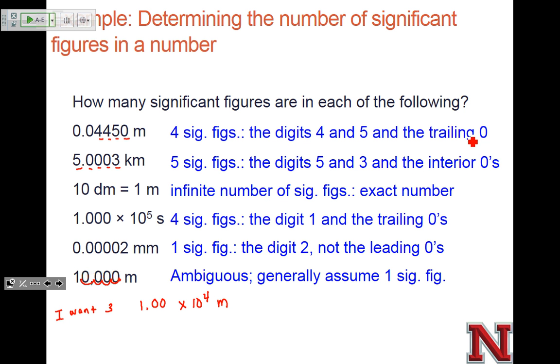So that's what I mean by it's ambiguous, because it depends on what you want. Scientific notation is a better way when we have a bunch of zeros to report and be clear on what our precision is with our measurement.